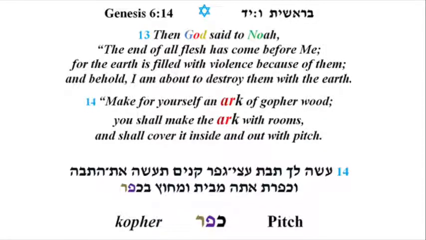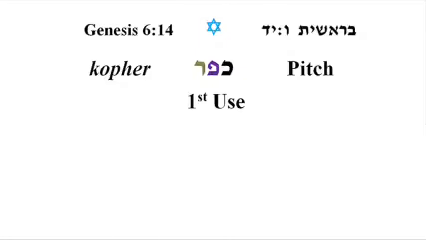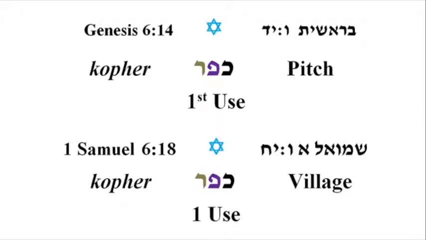In fact, we get the word cover from kopher. You can hear the F becomes a V. It's a covering, all right? So there it is in the Hebrew, kopher. That's the first use of kopher. Another use of kopher is in 1 Samuel 6:18, where kopher, it's only used once as this, is used to mean a village. Okay? Here's the reference in the Hebrew.